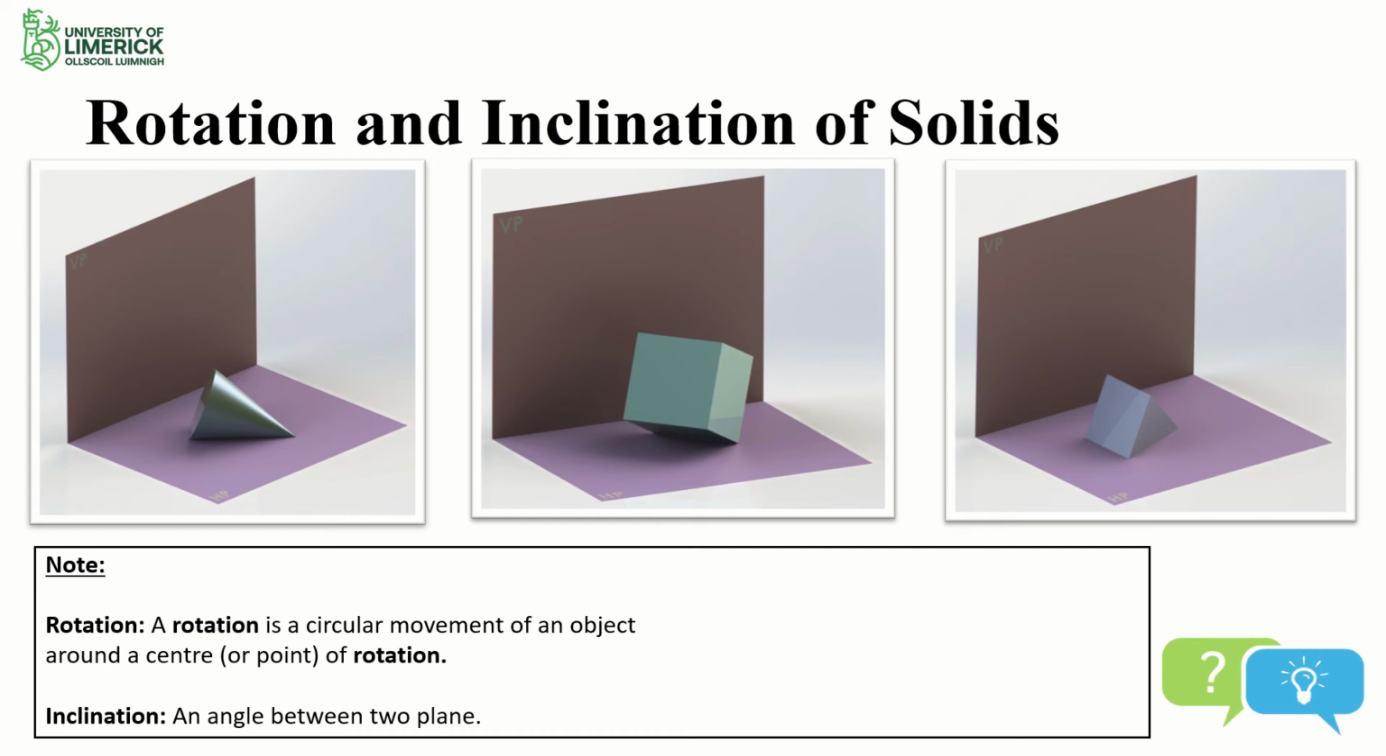Now what we're going to be dealing with mainly is our rotations and our inclinations. So a rotation is a circular movement of an object around a center or a point of rotation. Now this can also be called the central point of rotation, whatever you'd like to call it. Just ensure that when you've identified it that you have annotated it in your drawing so that I know that you know where the center of rotation is. And then we're also going to be dealing with inclinations, so an angle between two different planes.